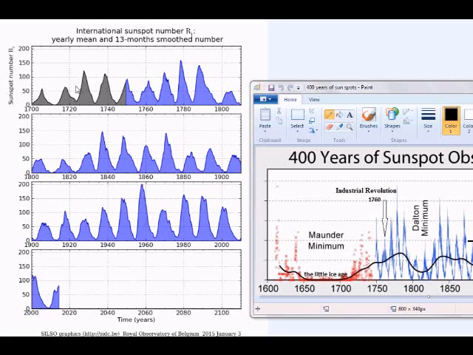So there's the beginning of the cycle and there's the end of the cycle, and in between we've got the main activity. It's just like if we were to squash all this together, what it'd look like is a larger version of an ordinary 11-year solar cycle.